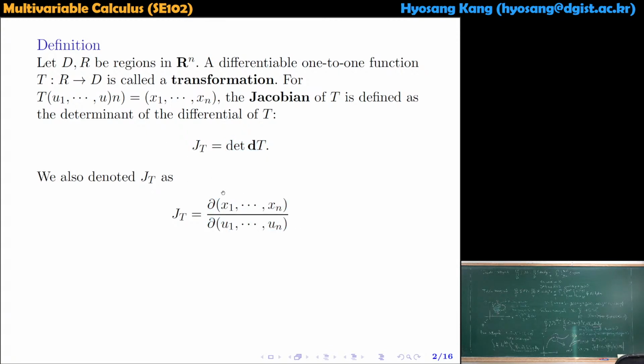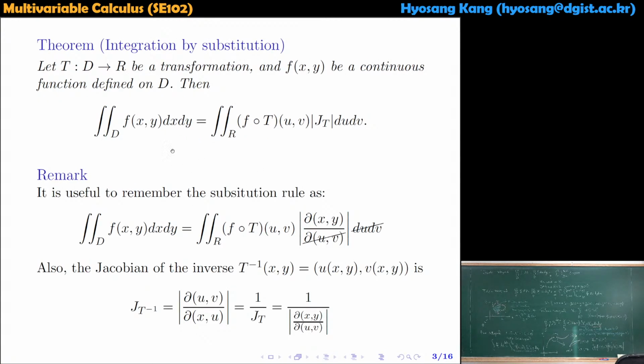So we have the variables of the range space in the numerator, and in the denominator we have the variables of the domain space, u1 to un. So this is a typo. I'm going to fix it. This notation is very useful. I'm going to tell you right now.